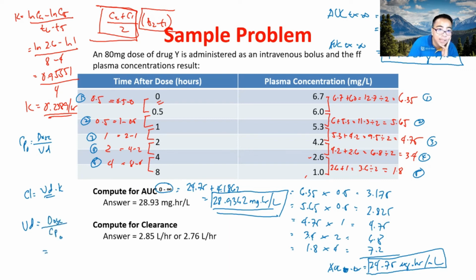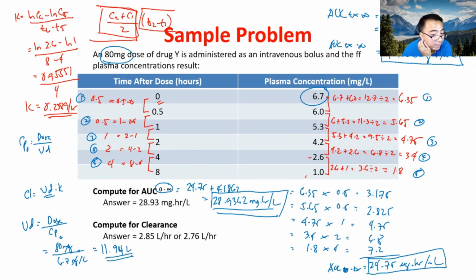Do I have the dose? Yes, I do. It's written here, 80 milligrams. Do I have the Cp sub 0? Oh, yes, I do. 6.7 milligrams per liter. So, therefore, my dose is 80 milligrams divided by 6.7 milligrams per liter. Cancel the units, and we get 80 divided by 6.7. Our VD would be 11.94 liters.